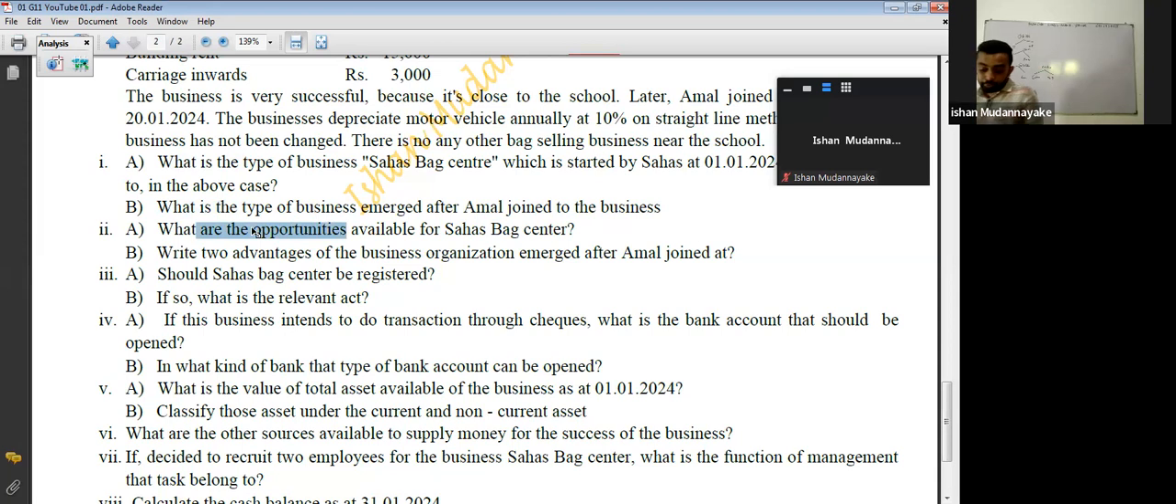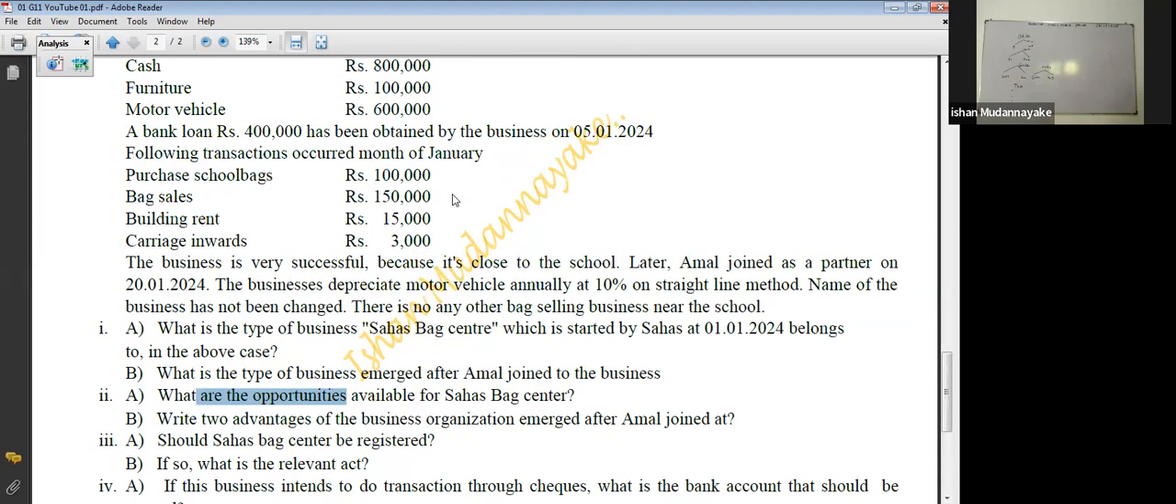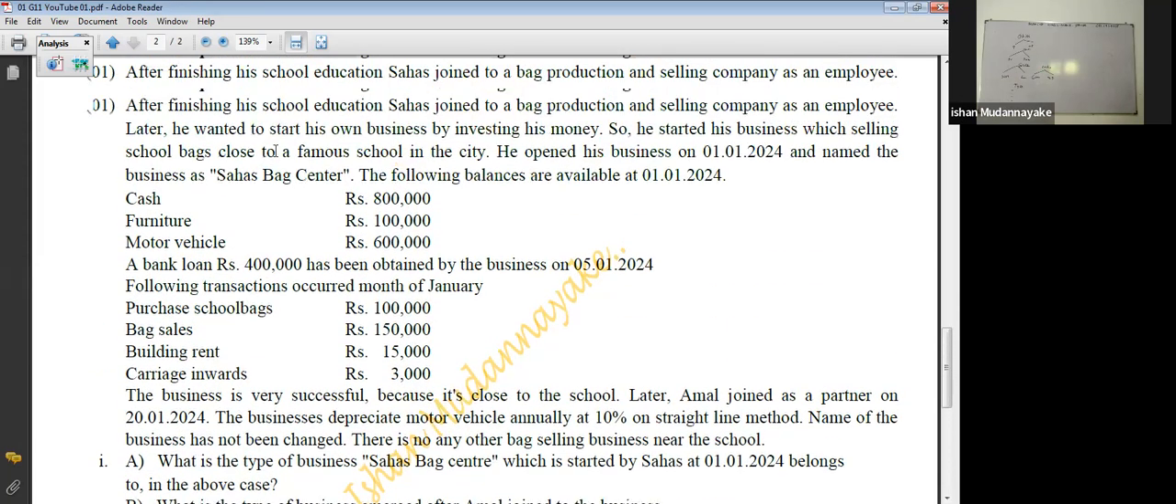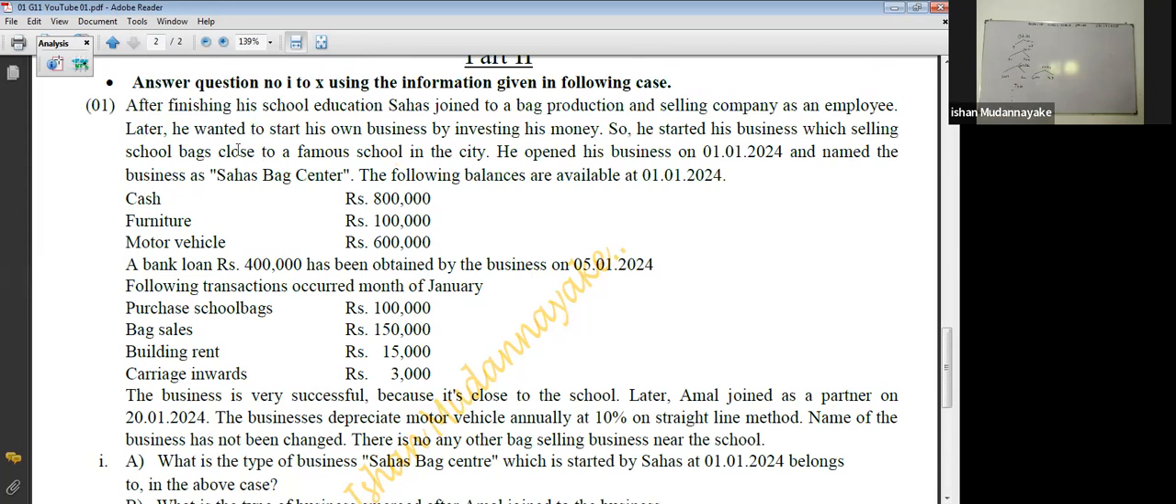What are the opportunities available for Sahas Bag Center? Some of the opportunities of the business: here you can see the business is situated close to a famous school. Close to a famous school is one of the opportunities.